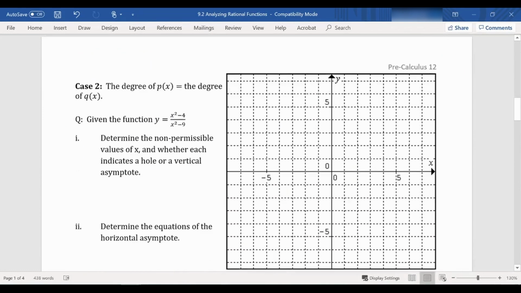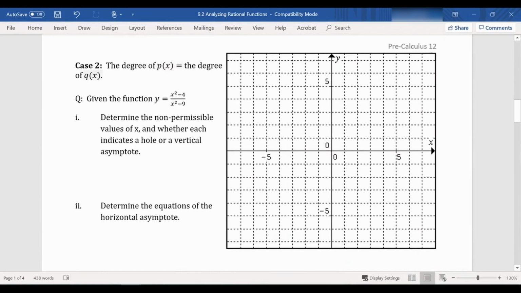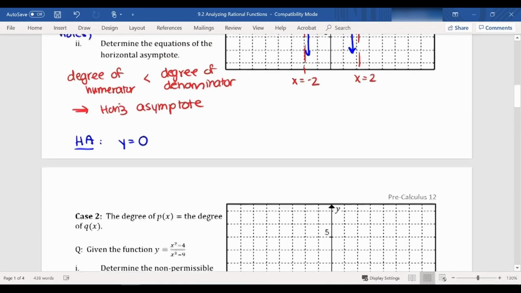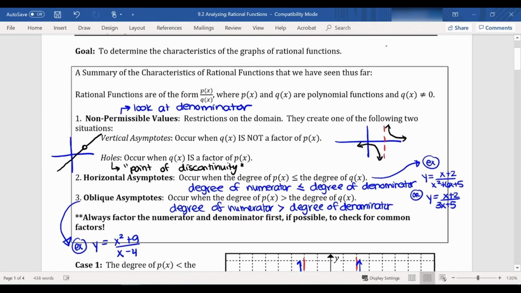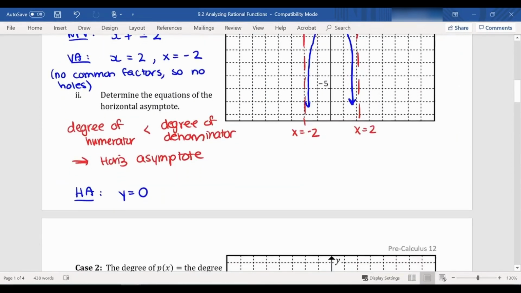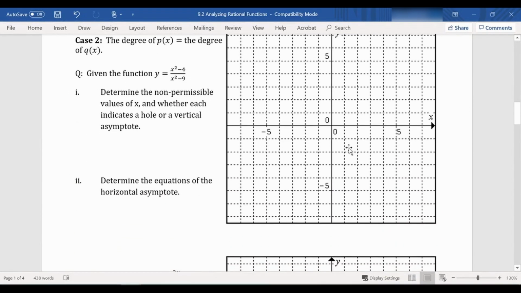The next case we're going to look at is when the degree of the top equals the degree of the bottom. Okay, so we know from our big chart up here, if our degrees are equal, we're going to have a horizontal asymptote. I also need to see if there's any common factors. So if I factor the top and the bottom here, I get x plus 2, x minus 2 on the top, and I get x plus 3, x minus 3 on the bottom. No common factors, meaning no holes.